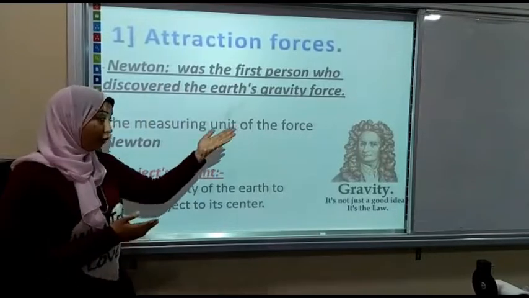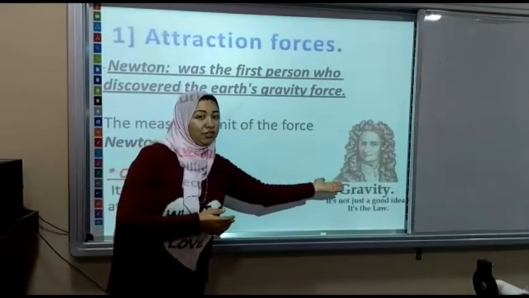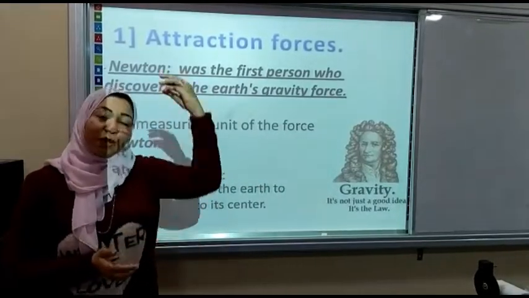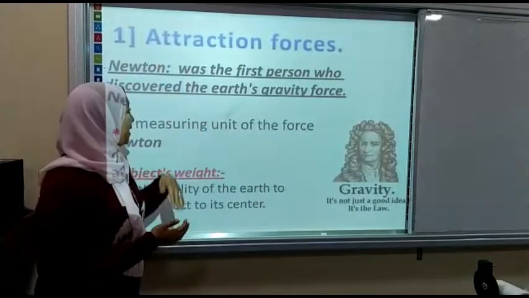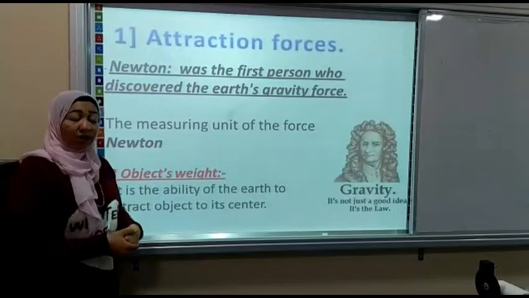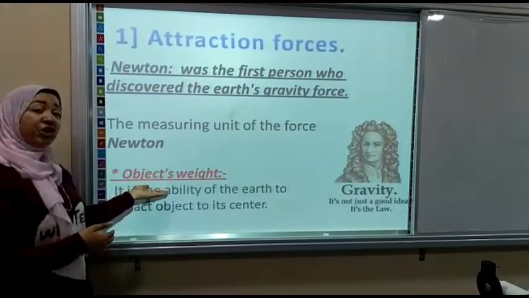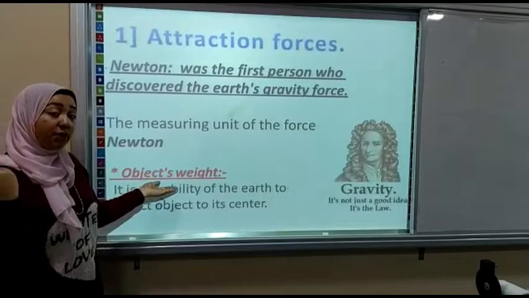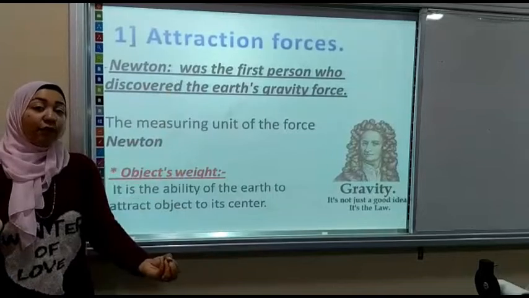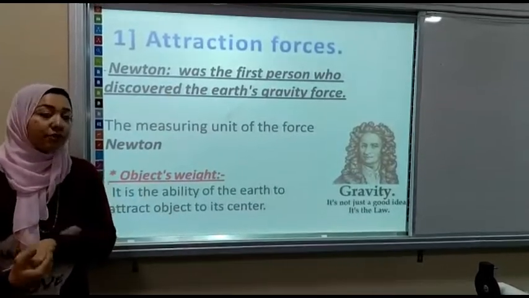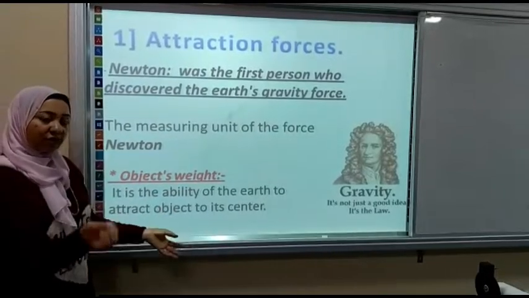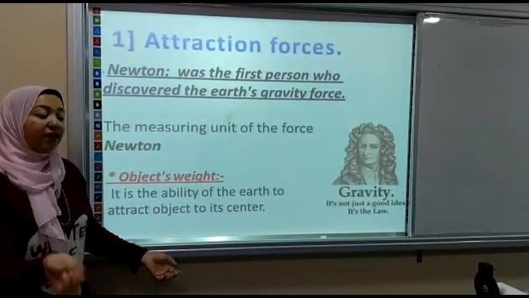The attraction force, of course, was discovered by Isaac Newton. He is a great scientist who discovered the attraction force when an apple fell on his head. And this gravitational force is called the object weight, from primary 6. If you remember, the object weight. What do I mean by the object weight? It is the gravitational force of the earth to attract the object to its center. So again, what is the object weight? The ability or the attraction force of the earth to what? To attract any object.